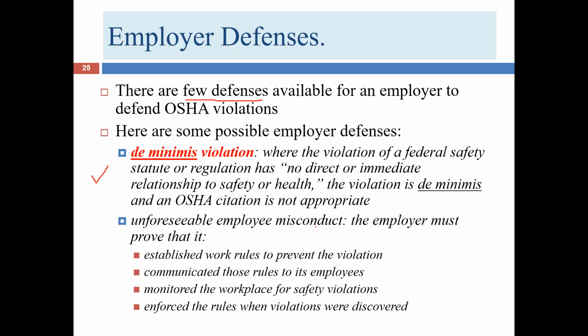Another is unforeseeable employee misconduct. Who would have ever thought Bob would do something that crazy at work? Imagine an employee who brings firecrackers to the workplace and starts setting them off. I mean, who would have thought anybody would do that? What would the employer have to prove? That established work rules prevent the violation, that those rules were communicated to employees, that the employer monitored the workplace for safety violations, and enforced the rules where violations were discovered. In other words, discharged or disciplined workers who didn't follow those rules. So that would be an example. You should have a rule that says no fireworks. It wouldn't have to be that specific, but no unsafe devices brought into the facility or something along those lines.